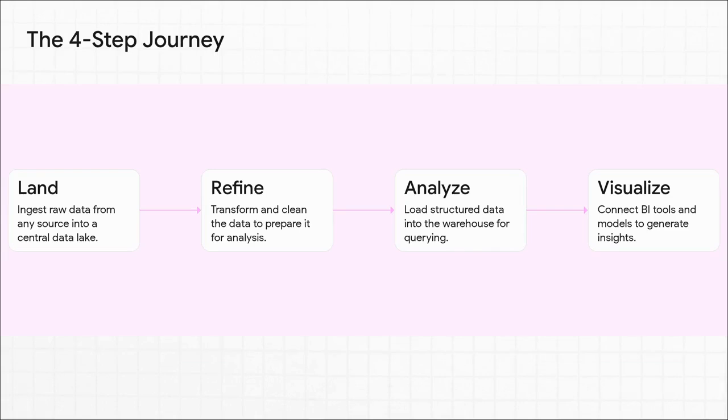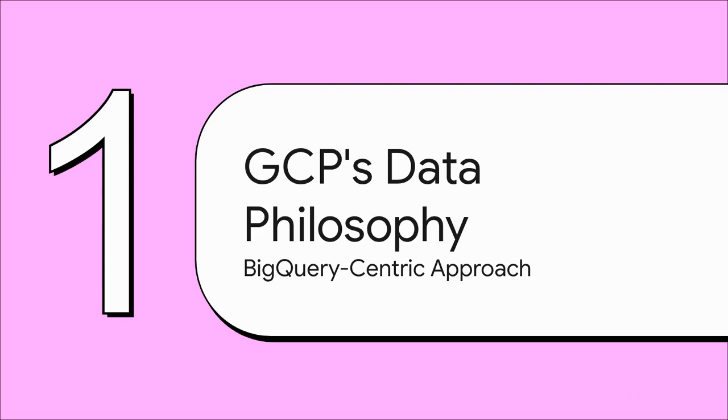This whole seemingly complex process can really be boiled down to just 4 key stages: land, refine, analyze, and visualize. I want you to think of it like a factory assembly line, but for insights. We're going to walk through each of these stages, one by one, to see exactly how raw data gets turned into valuable business intelligence. So what is GCP's secret sauce here?